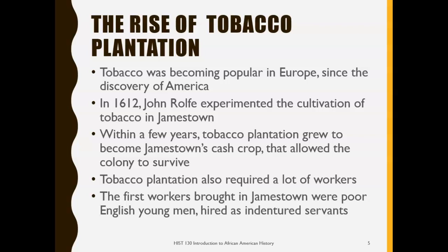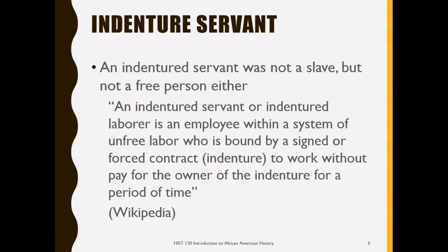But tobacco required a lot of workers, so the first workers that were brought to Jamestown were poor Englishmen who were hired as indentured servants. So what is an indentured servant? We have to understand this term because we will talk a lot about indentured servants in this lecture.